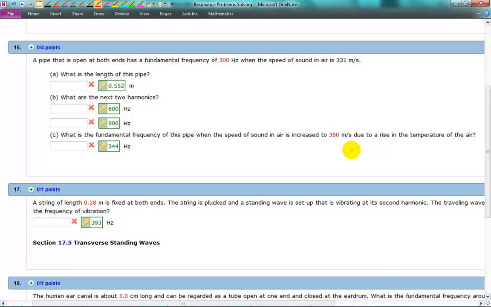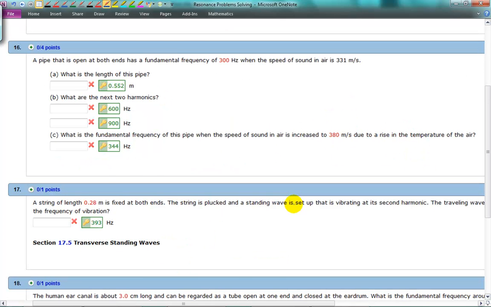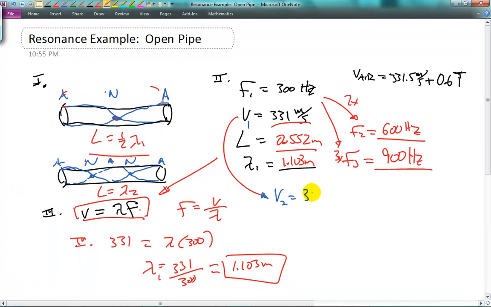What is the fundamental frequency of the pipe when the speed of sound is increased to 380 meters per second? As you warm up a pipe, the speed goes up because the air molecules are moving faster. So why don't I call this V2? And it's sped up to 380 meters per second. And all we want to do is find the new frequency. Okay, our new fundamental frequency.